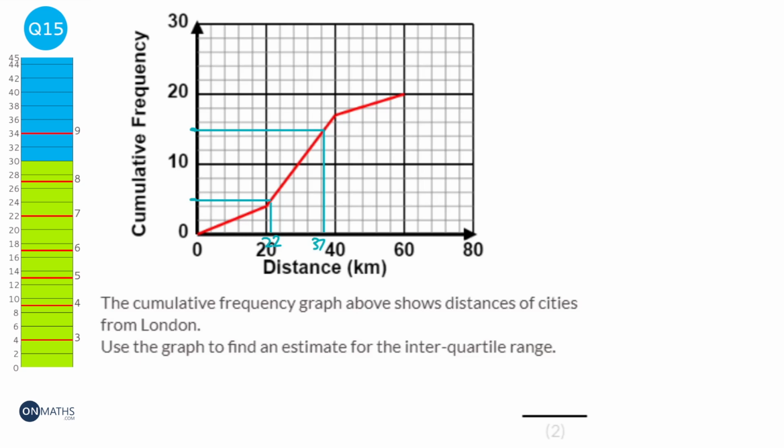So to find the interquartile range, let's do the formula, it is the upper quartile take away the lower quartile. Upper quartile is 37. Lower quartile we said is 22. And so 37 take away 22 is going to be 15. Now if you've got slightly different values, that's absolutely fine. The exam will always give a bit of leeway, especially when reading off graphs.